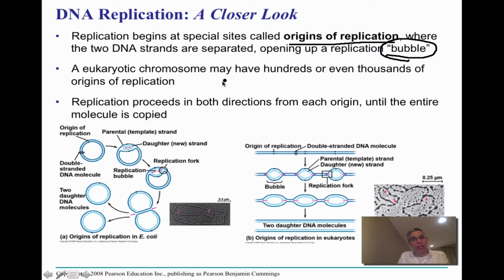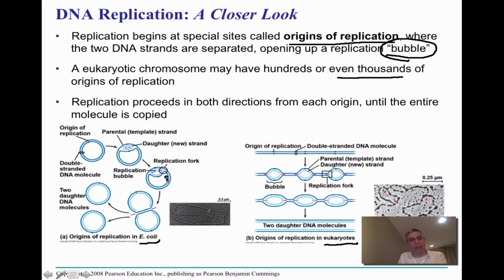Now, if it's a eukaryotic cell, a eukaryotic chromosome may have hundreds or even thousands of those origins of replication, or those bubbles. Replication is going to proceed in both directions from each origin until the entire molecule is eventually copied. Down here towards the bottom, we're comparing prokaryotic DNA replication, with an example of E. coli, and eukaryotic DNA replication. We're still getting two copies of that DNA at the end, but you can definitely see a difference between the two.